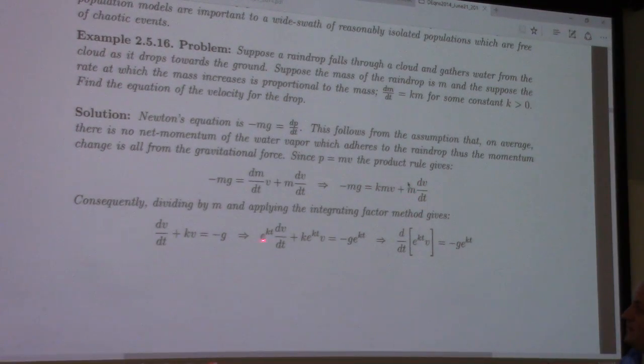And you can separate variables, I believe. Or wait a minute. No, it's an integrating factor technique problem again. Sorry, these are all integrating factor techniques. How boring. I mean, fascinating. And then the integrating factor this time is e to the kt, and you solve it with the usual techniques, and what do you get?